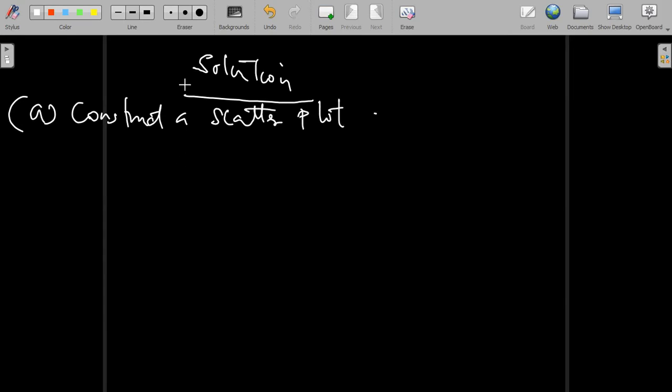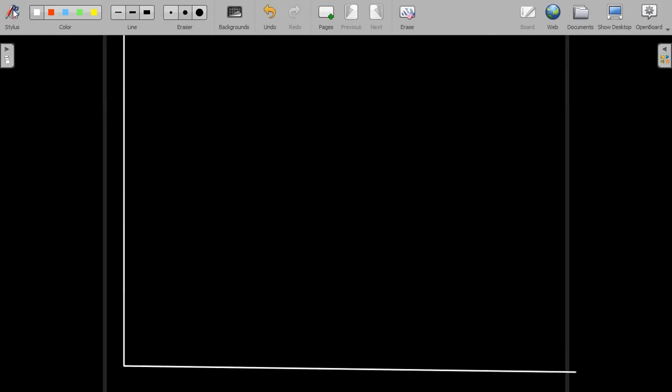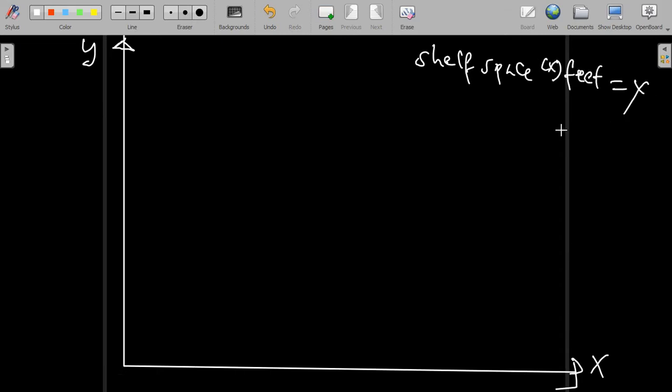Solution: first we construct a scatter plot. We construct it by looking at the highest and the lowest values. We have the shelf space in feet represented by X, and the weekly sales represented by Y. So we draw our graph like this, with the shelf space in feet on X and the weekly sales on Y.